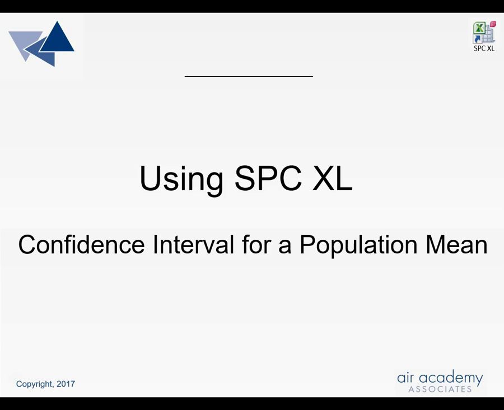This video clip will introduce you to the concept of a confidence interval, more specifically a confidence interval for a population mean. But before we go to the software, I'd like to spend a few minutes talking about what a confidence interval is and why we may want to use it, and also to show you the relationship between sampling and a confidence interval.